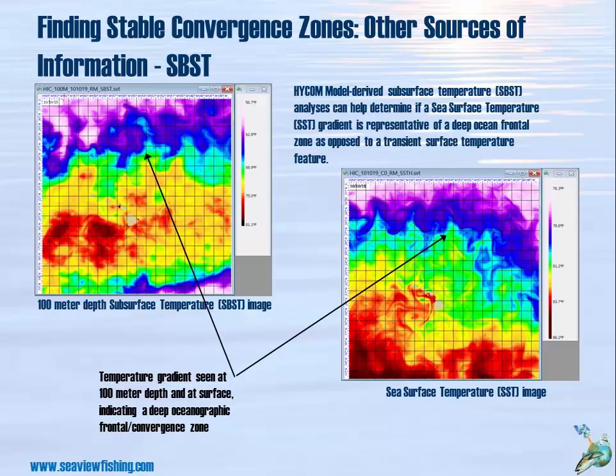Subsurface temperature data, SBST, are commonly used by tuna longline fishermen. Subsurface temperature analysis can help determine if a sea surface temperature gradient observed in the SST imagery is representative of a deep ocean frontal zone as opposed to a transient surface temperature feature. If a temperature gradient is observed at a depth of, say, 100 to 150 meters in the same general area as a sea surface temperature feature, then there is a good chance that the SST feature is an indicator of a deep frontal zone and not just a surface gradient which will go away in a few hours to a few days.